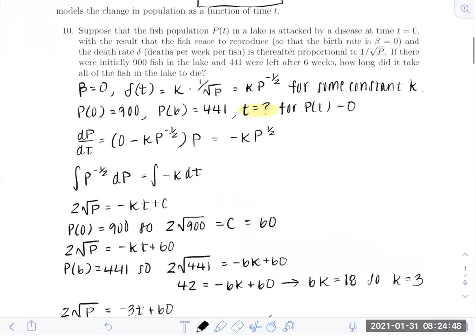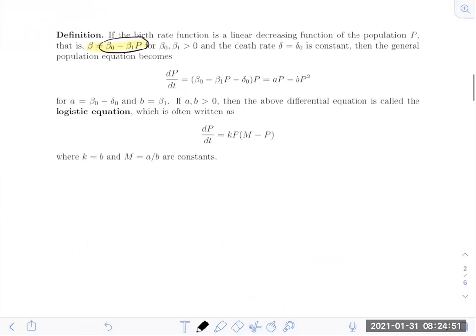We did problem 10, which illustrated the general population equation. And then on page 2, you'll notice what I have highlighted and circled. We are making the assumption that the birth rate is a linear decreasing function of P. So we're writing this as beta naught minus beta 1 P, and that becomes our birth rate. Our death rate right here is just constant. So it's still the general population equation in that we're taking beta minus delta times P, but we're writing it in a very particular way.